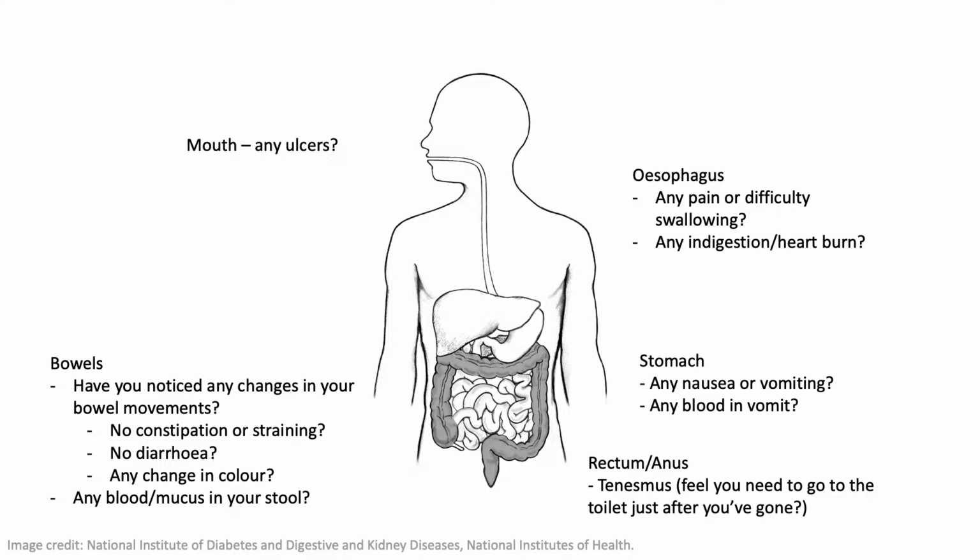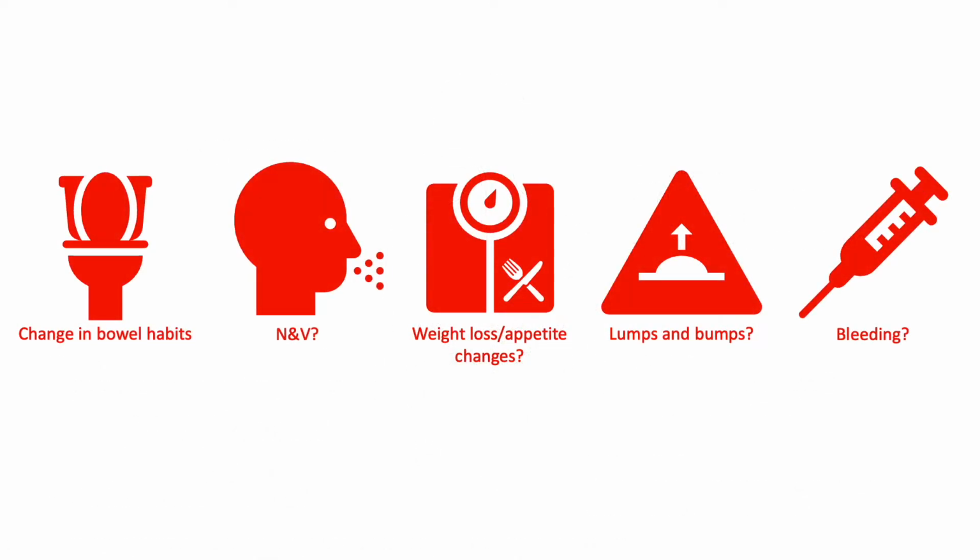So we've explored our systems, and now we're going to move on to our red flags, which is the last part of the history of the presenting complaint. So we ask, any change in bowel habits, any nausea or vomiting, any weight loss or appetite change, any lumps or bumps, any bleeding. Also, if they say yes to any of these questions, just explore a bit more about those. Where is it? When is it? Etc.